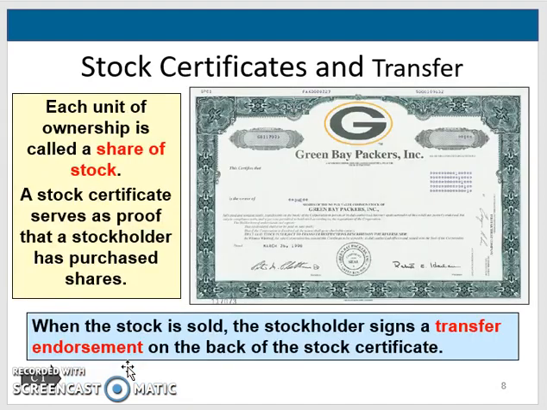All right. This is just an example of what a stock certificate might look like. We can see that this is just one share of stock. It serves as the proof that you actually own the shares. If you were to sell that, you would sign the transfer endorsement that's on the back, and a new stock certificate would be issued to the next holder. But this just kind of shows us who the stock is for. It tells who bought the stock. It gives a stock number and things like that.